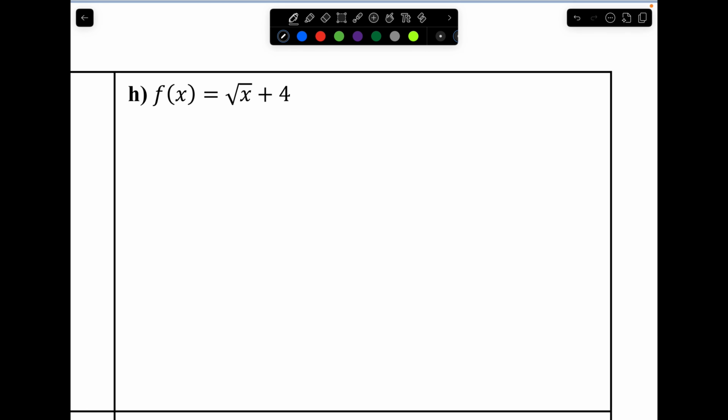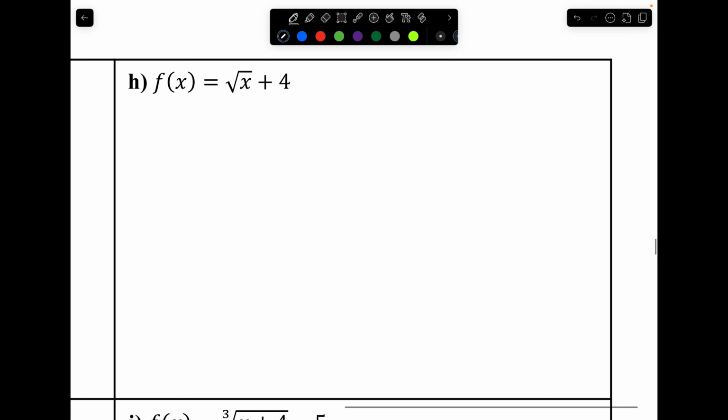All right, changing gears here. Now let's talk about square roots. Instead of powers, let's talk about roots and how we get rid of roots. So here, to get the inverse, like always, we're going to switch the y for the x and the x for the y. So here we'll have the square root of y plus 4, and it's going to equal x.